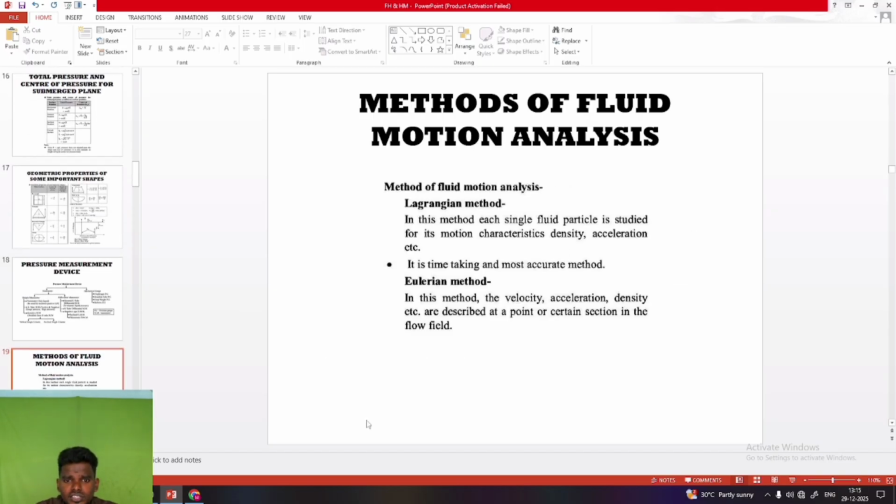Methods of fluid motion analysis: fluid motion can be analyzed by two methods, the Lagrangian method and the Eulerian method. In the Lagrangian method, each single fluid particle is studied for its motion characteristics, density, acceleration, etc. It is time-consuming but the most accurate method. In the Eulerian method, the velocity, acceleration, density, etc. are described at a point or certain section in the flow field.